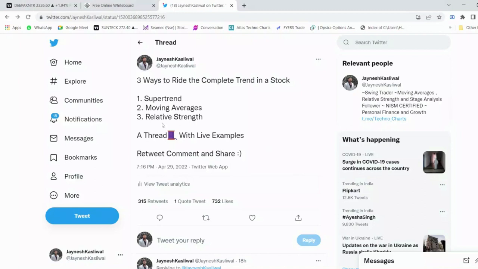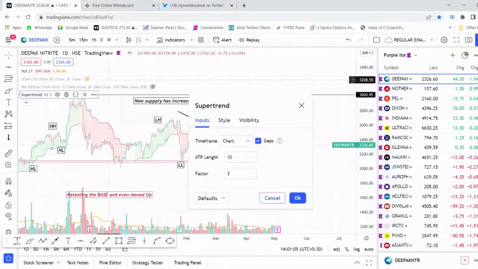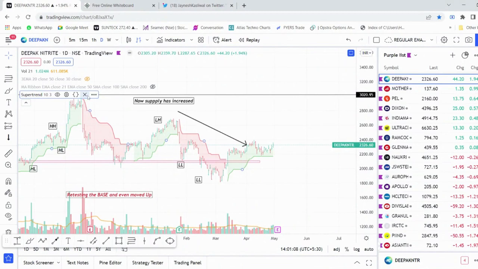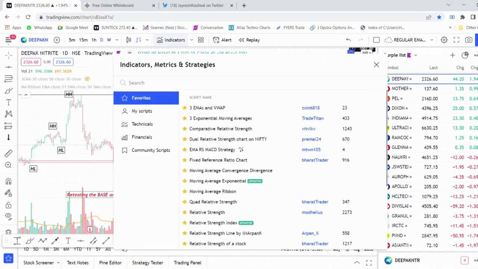Now, you might know all three indicators, but we need to know how to understand or how to apply these indicators correctly. So super trend is a trend following indicator. How can you apply super trend? Let me apply it in the charts.